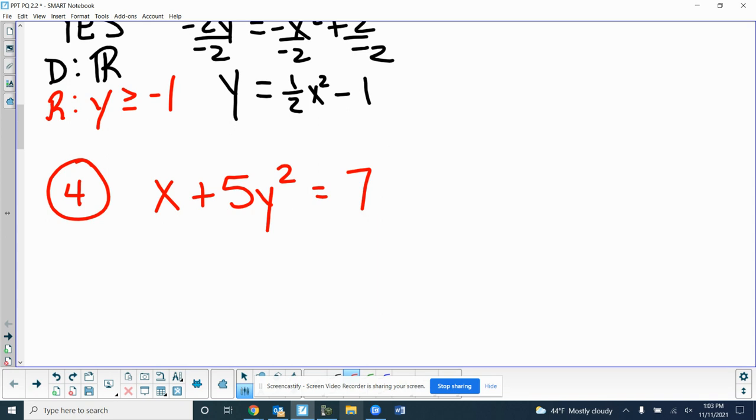does it pass the vertical line test? No. So that's not a function. Okay? Again, I like to graph it so I can see what the domain and range is. All right? So get y by itself.